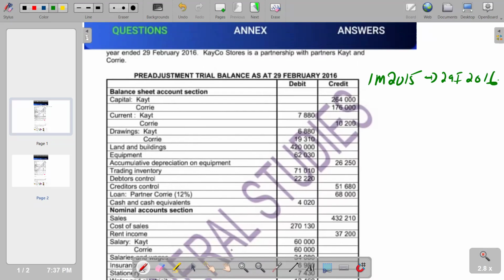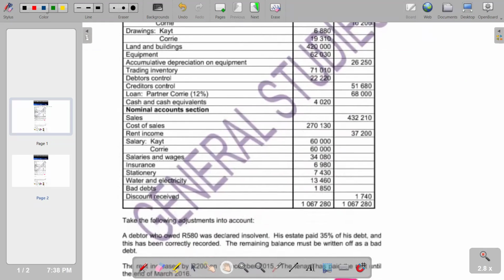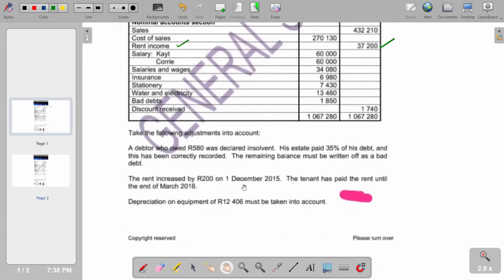According to the rent income that we have in the trial balance, we have 37,200. So 37,200 represents the actual rent income that was received. But we want the rent income that applies to the recent financial period, which consists of 12 months, according to the matching principle. So we now go to the additional information to see what it says about rent income.